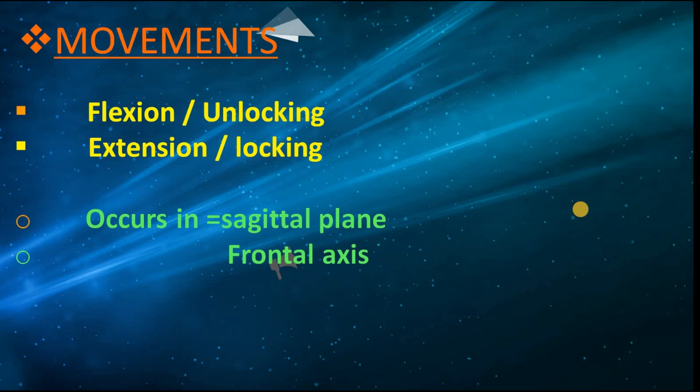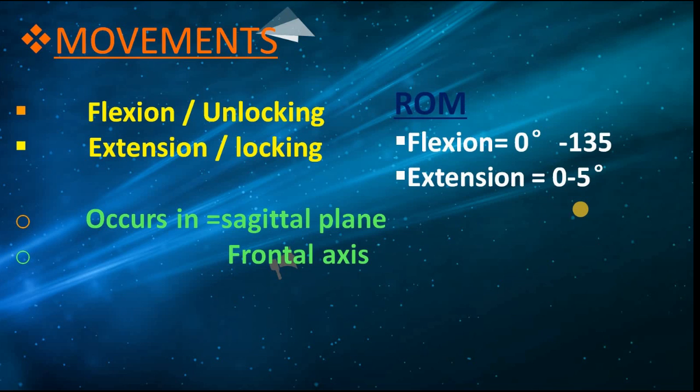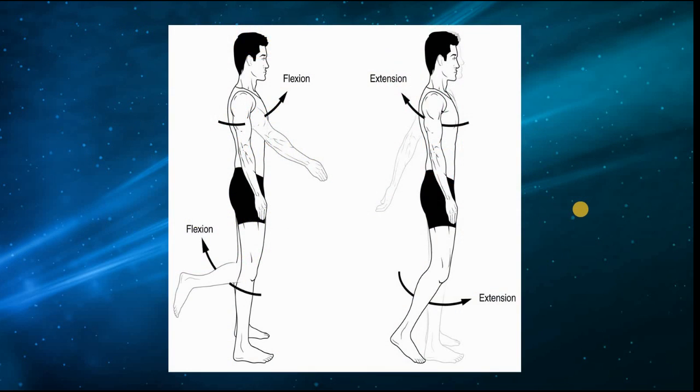It occurs in the sagittal plane and the frontal axis. I have also made a video on plane and axis. If you don't know what plane and axis are, please check out that video. The range of motion of the knee joint for flexion is 0 to 135 degrees, and extension is normally considered 0 degrees, but in some people up to 5 degrees is present. As you can see, this is the flexion of the knee and this is the extension of the knee.